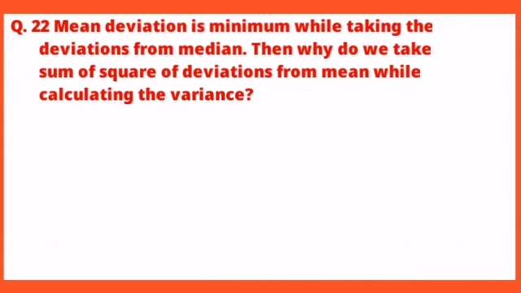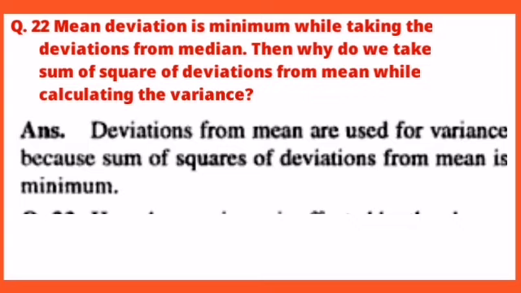Question 22. Mean deviation is minimum while taking the deviations from median. Then why do we take sum of square of deviations from mean while calculating the variance? Answer. Deviations from mean are used for variance because sum of squares of deviations from mean is minimum.